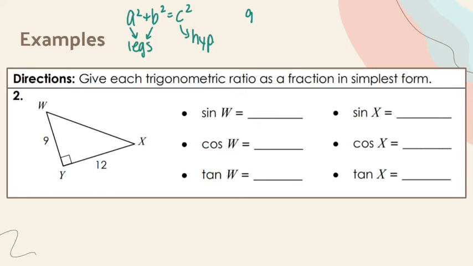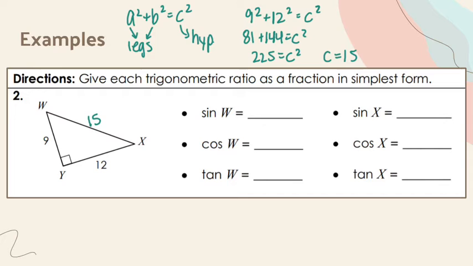So we're going to have 9 squared plus 12 squared equals c squared. This is going to be 81 plus 144 equals c squared, which is 225 equals c squared, which just gives us c equals 15. So this side will be 15.